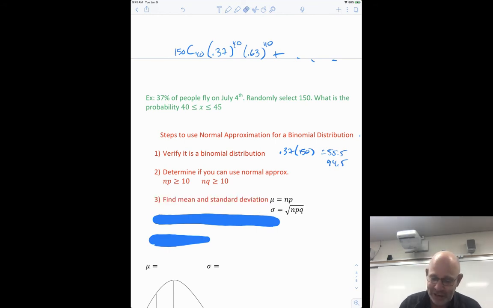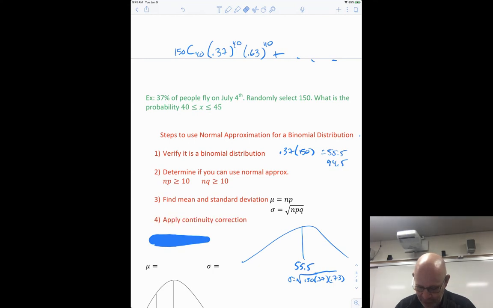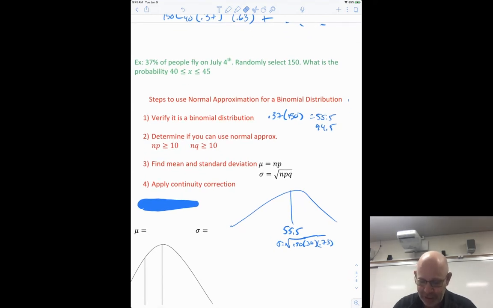So we're going to find the mean and the standard deviation. We're just going to draw a little picture here, just like we've done before. The mean, remember, is n times p. In this case, my n is the 150 and the p is the 0.37, so it's the 55.5 that we just got. And the standard deviation is the square root of 150 times 0.37 times 0.73. Now we want to figure out the probability that it's between 40 and 45, including 40 and 45.